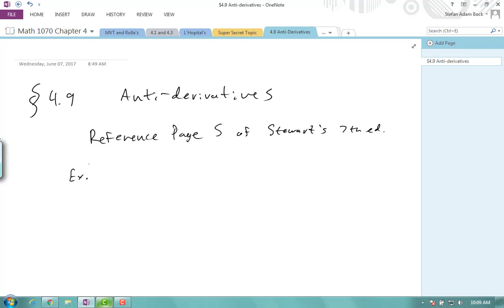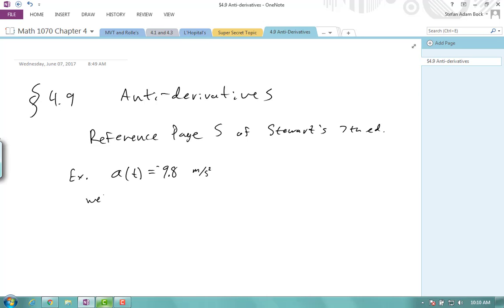the acceleration due to gravity here on Earth is approximately negative 9.8 meters per second squared, with up being up and down being down. So I have a function, which is a constant function. Acceleration at time t is negative 9.8 meters per second squared. So how do I calculate the velocity at a particular time?